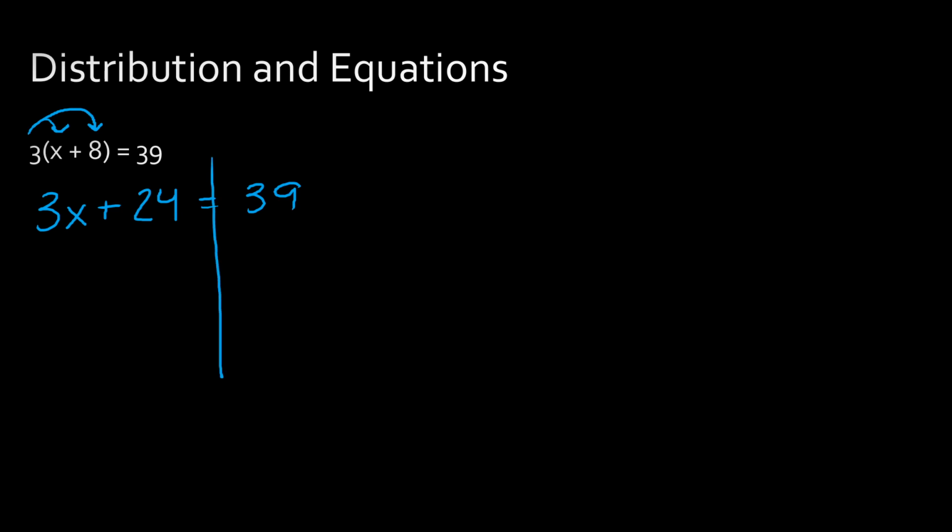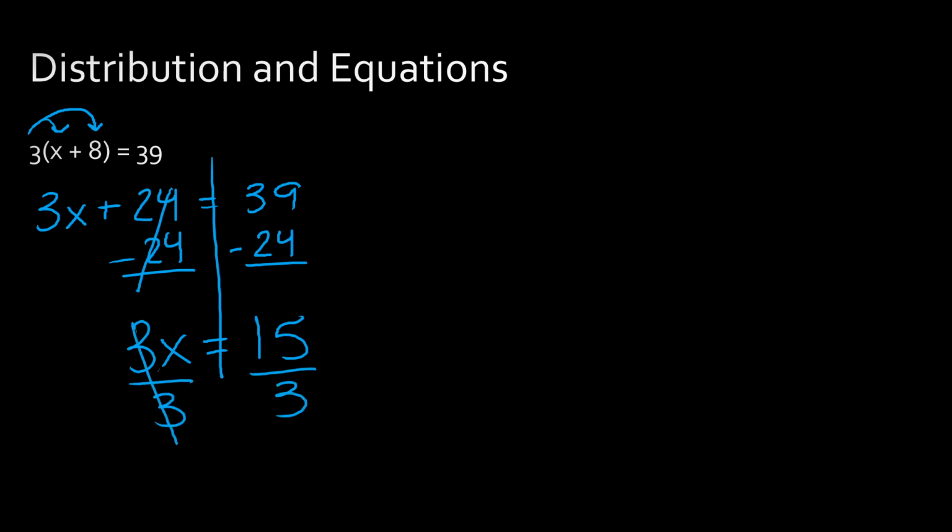So from here, to solve this, I want to work furthest away from my variable. So I want to get rid of this plus 24 first. The opposite of adding 24 is going to be subtracting 24. I can't forget I also need to subtract 24 from this side. So when I do that, these are going to cancel, and I'm left with just 3x. And then 39 minus 24 is 15. Opposite of multiplying by 3 is dividing. So this means x is going to be equal to 15 divided by 3, which is 5.